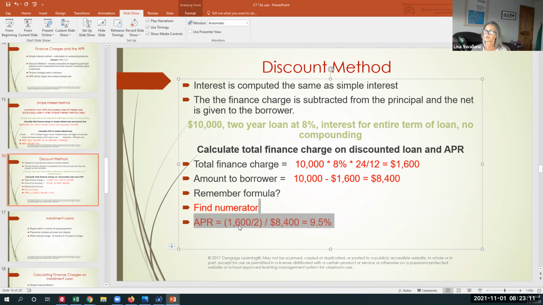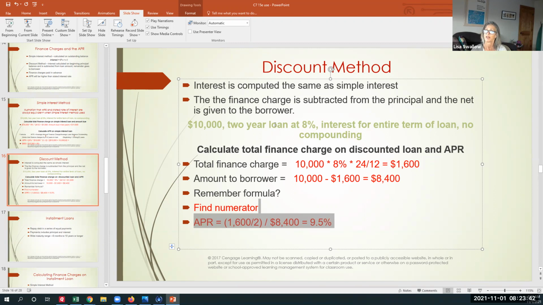So principal times rate times time, 1,600 divided by 2 years, right? Because I've got to always get it to 1 year of interest. 8,400 plus 8,400 divided by 2 is 8,400. So look at how much higher the APR is. I'm really paying 9.5%, not the 8% that was stated, because my principal was never 10 grand. It's 8,400.